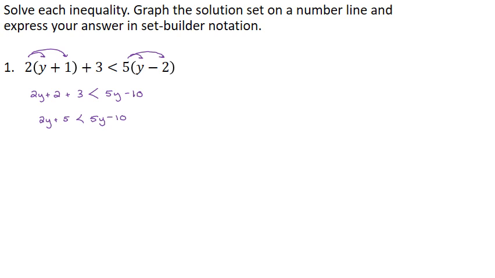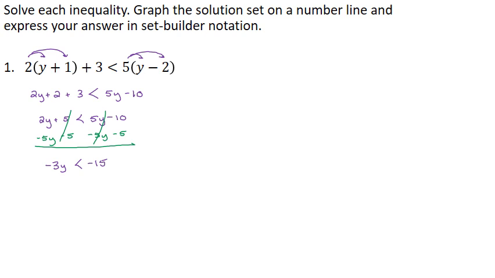You can move the y's to whatever side you want to, but to keep it similar to what we've done in the past, I'm going to move my variables to the left by subtracting 5y, and I'm going to move my constants to the right, which is subtracting 5. This will also give me a chance to show you one other neat thing that you have to be careful about. This will give you negative 3y is less than negative 15.